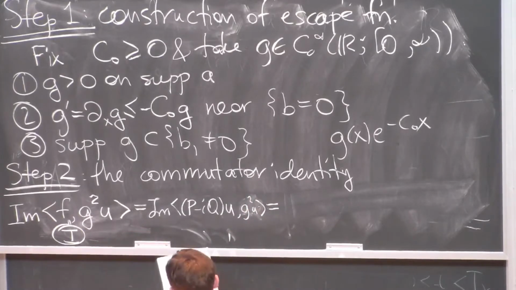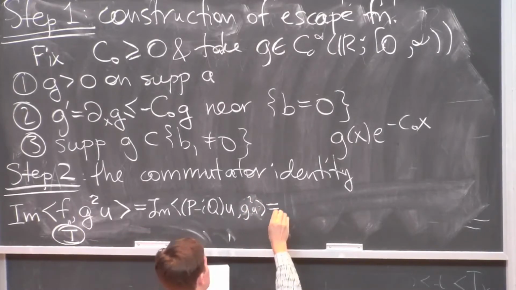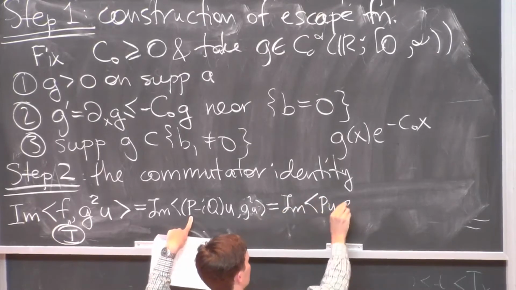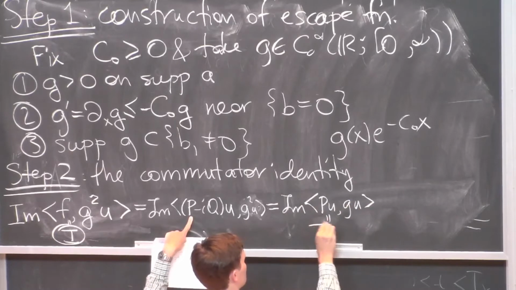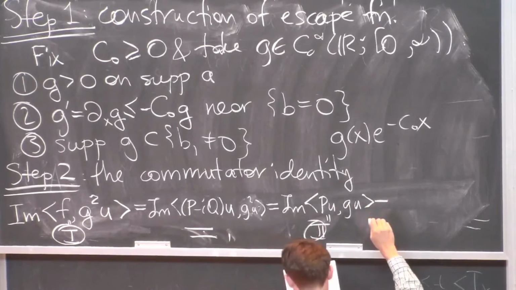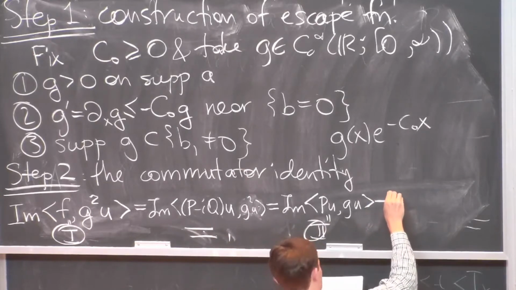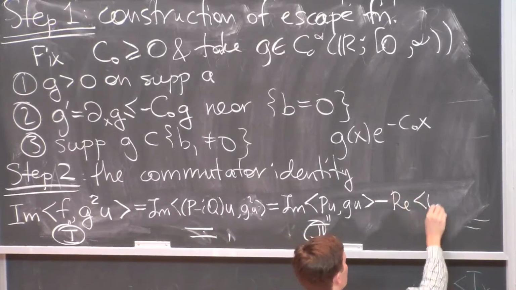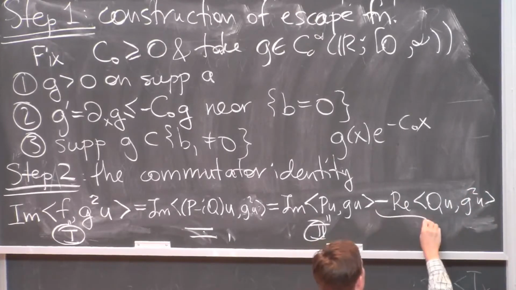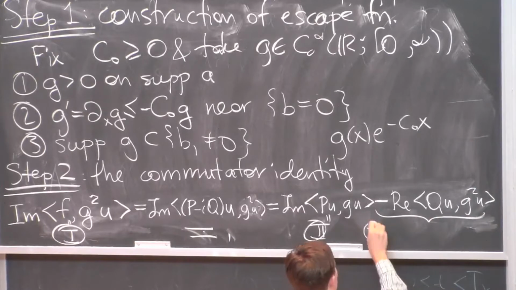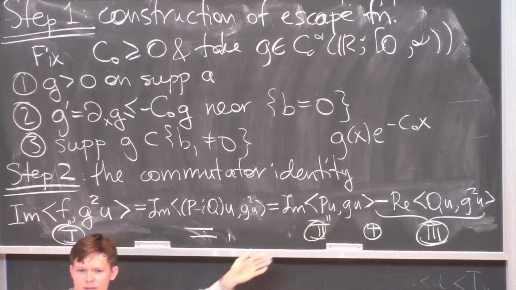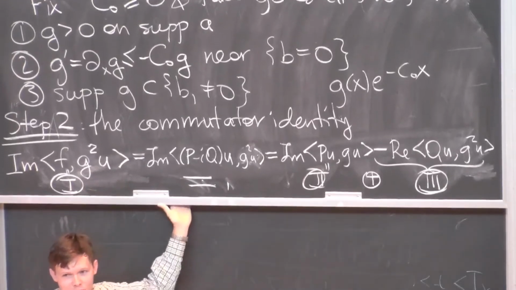And this I'll split into two parts. So this is going to be the imaginary part of (Pu, g²u), the part that comes from P. And I'll call this 2. So 1 is 2 minus the real part of (Qu, g²u). So that's where the imaginary part went. And that's plus 3. Okay. So it's a simple identity. 1 is equal to 2 plus 3.